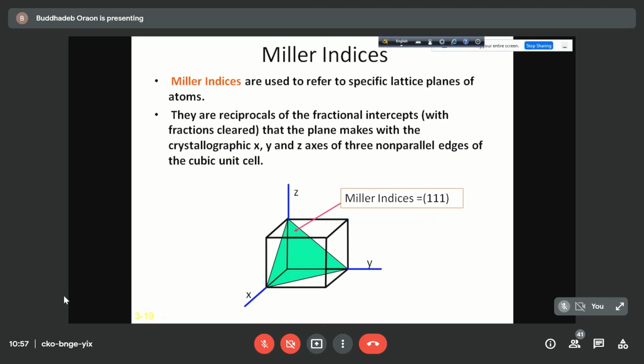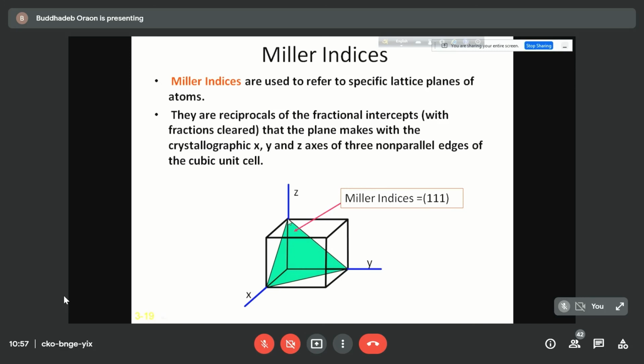Miller indices are used to refer to specific lattice planes of atoms. They are the reciprocals of the fractional intercepts that the plane makes with the crystallographic x, y, z axes of three non-parallel edges of the cubic unit cell. For example, if you are considering this plane in a unit cell of the same edge length, we will get the Miller indices of this plane as 1, 1, 1.